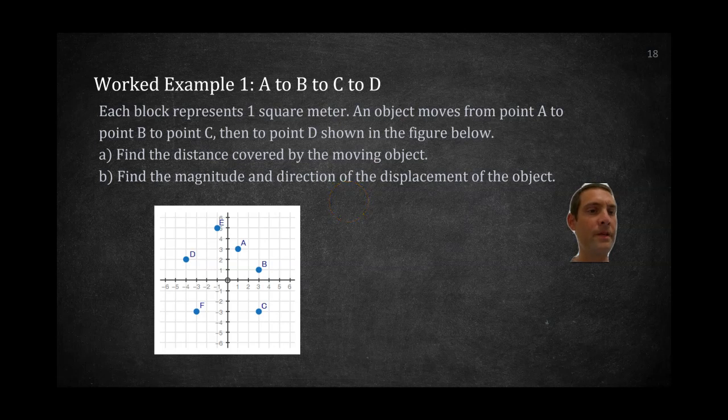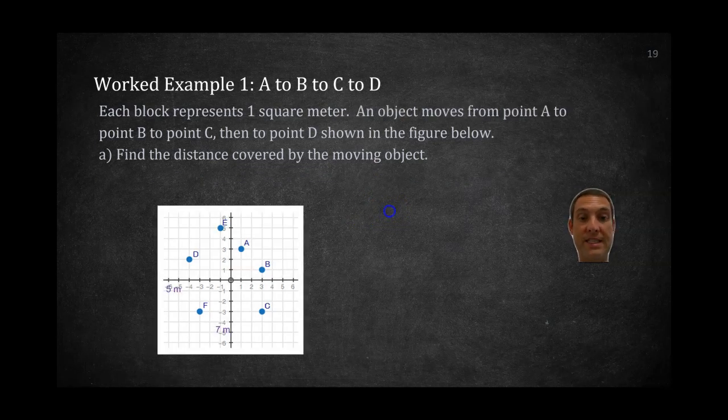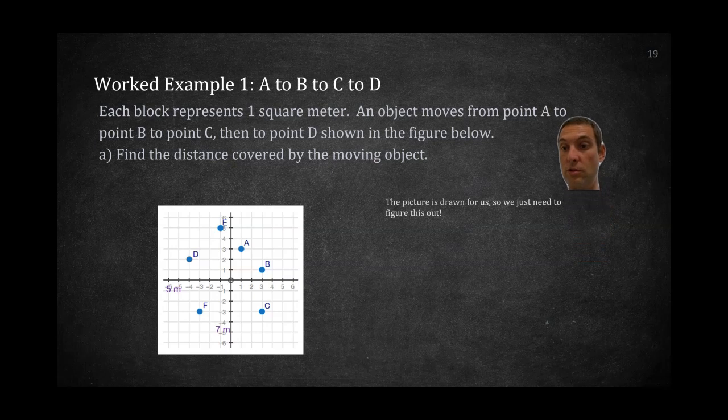Here's our example. Each block represents 1 square meter. An object moves from point A to point B to point C, then to point D as shown in the figure below. Find the distance covered by the moving object and find the magnitude and direction of the displacement of the object. So first we're going to cover the distance. Picture's drawn for us, so we don't need to figure this out. We can just start solving this problem.